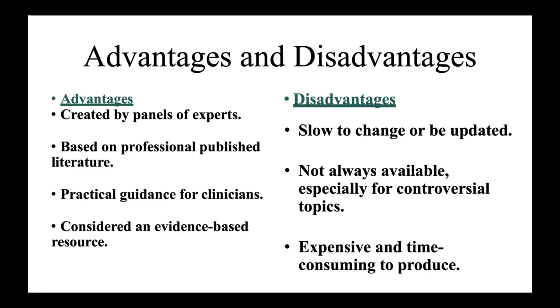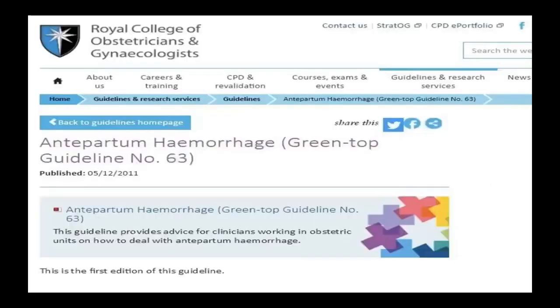Practical guidelines are considered evidence-based resources for clinicians. What is the difference? They are slow to change and update because you have to collect the data from so many studies. They are not always available, and sometimes the literature is very deficient. The data is very deficient, so sometimes it is expensive and time consuming. This is one example of a systematic review of this.